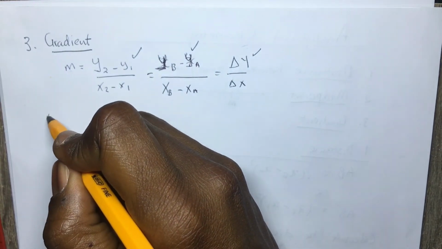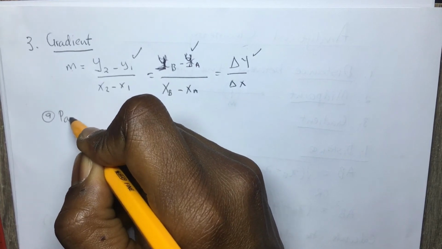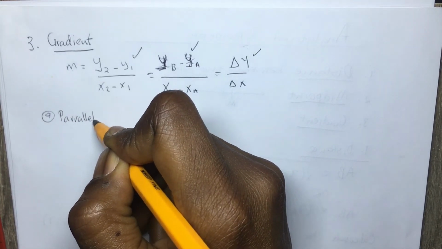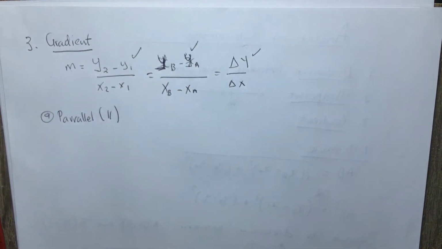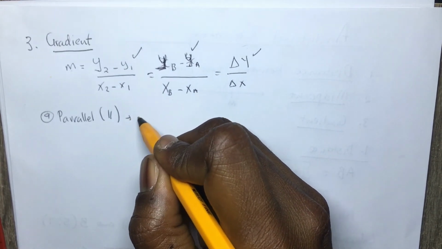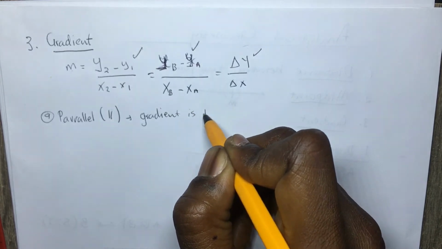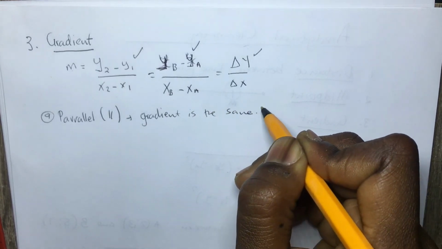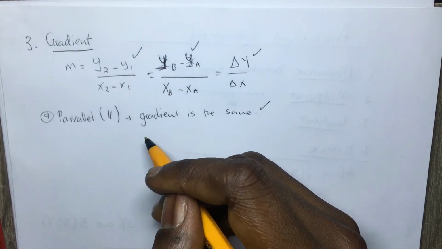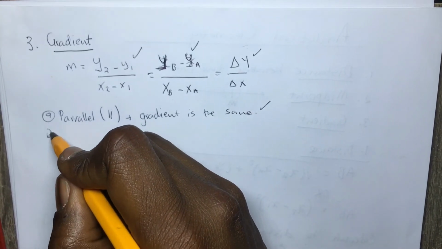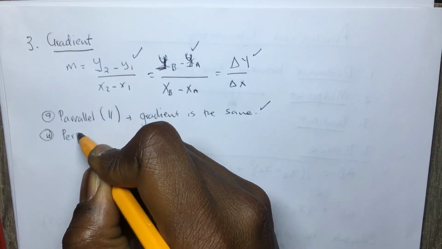So what we need to know about this: number 1, once they tell you that certain lines are parallel, and that's the sign for parallel, you know that the gradients are the same. Gradient is the same. So whatever is the gradient of that one line will be the same as the gradient of the other line.